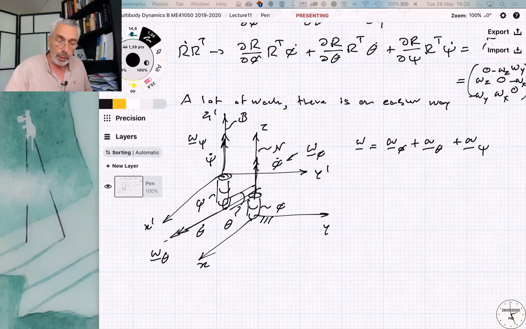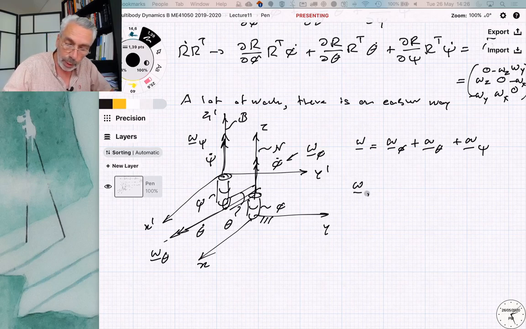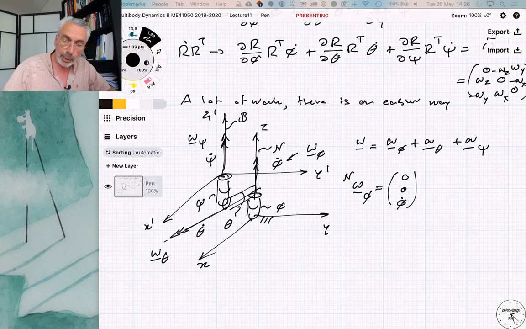Now, I do know what those vectors are in certain coordinate systems. For instance, I do know that the omega phi in the n system doesn't change. This hinge is always in that z direction, so there it should be 0, 0, phi dot. That is correct. Then the second one, omega theta, is in another coordinate system.